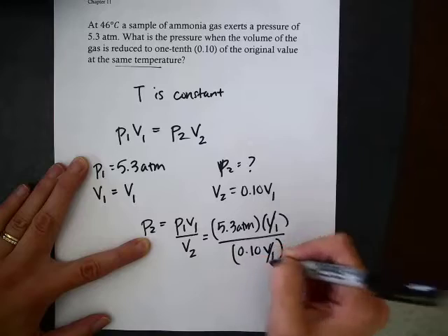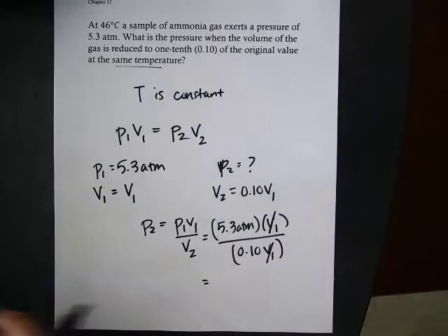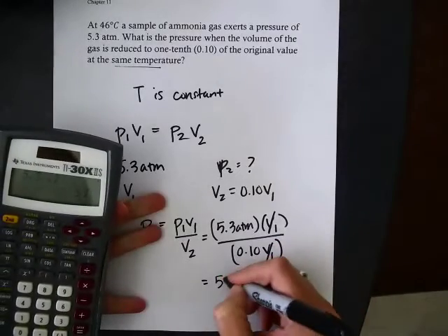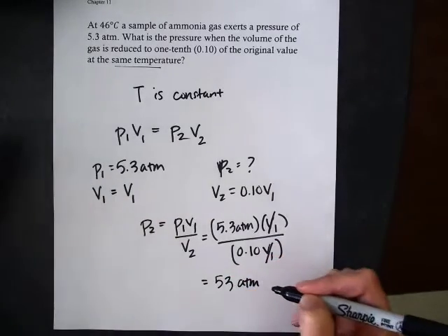The V1s will cancel. The only unit here is the atmospheres, so I'll just take 5.3 and divide it by 0.1, which just means move the decimal, and I'll get 53 atmospheres.